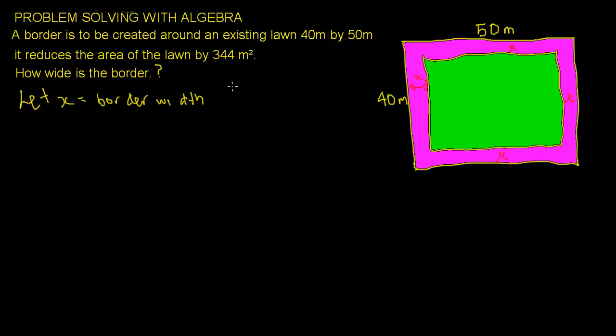Okay. Now, once we do that, we can see that the length of the reduced lawn, this dimension here, will be 50 minus 2x, and this dimension here will be, I'll write it in here because I can't seem to write it up there too well, 40 minus 2x, and we'll just put an arrow in there like that.